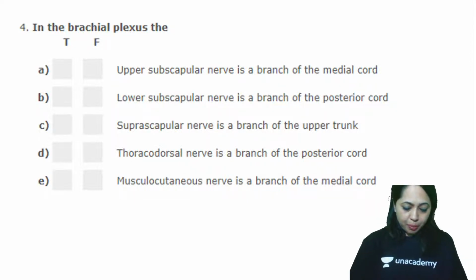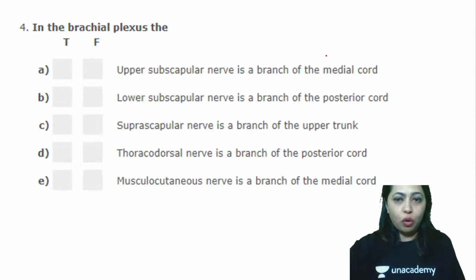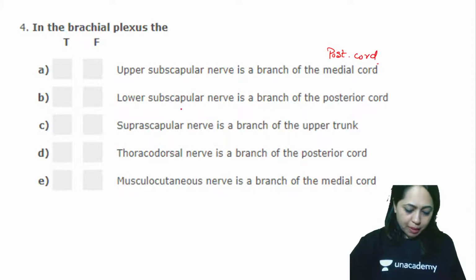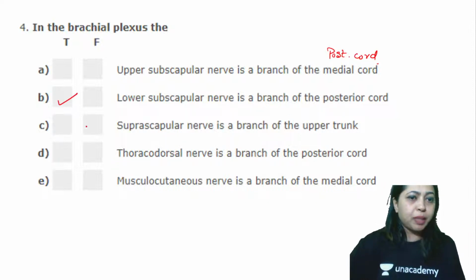Upper subscapular. Upper subscapular is a branch of medial cord. Is it a branch of medial cord? Upper subscapular. It is wrong. It's a branch of posterior cord. No, it is a branch of posterior cord. Lower subscapular. Let's see. Lower subscapular is also a branch of posterior cord. This is true.